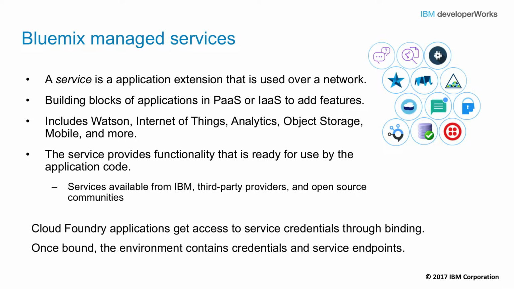The Bluemix catalog has over 130 services available for your application. The service provides functionality that is ready for use by the application's running code. Services provided by Bluemix include Watson, Internet of Things, databases and analytics, messaging, push notifications for mobile apps, and more. Services in the catalog come from IBM, third parties as commercial offerings, and open source communities. You can even create your own services in Bluemix by implementing the Cloud Foundry Service Broker API.